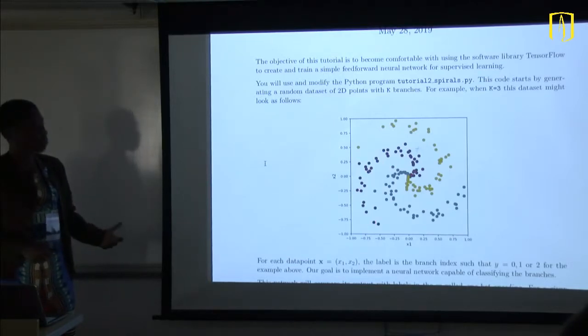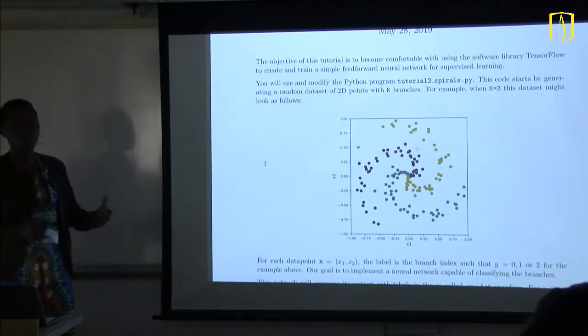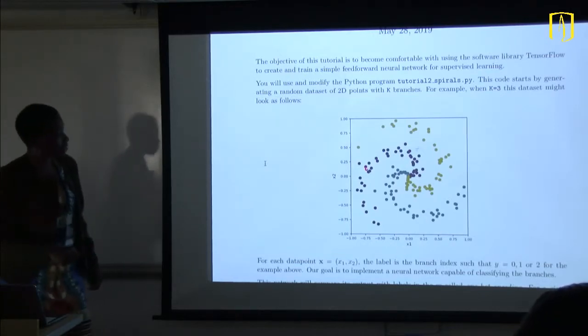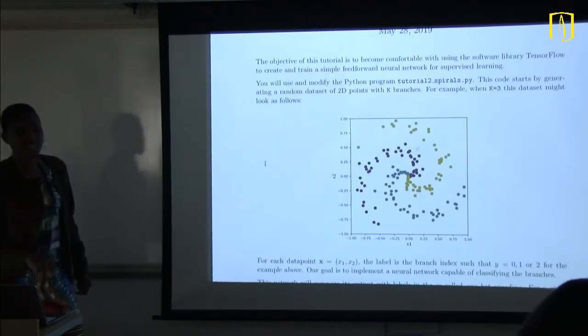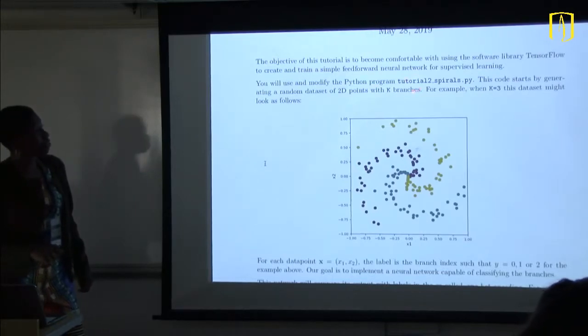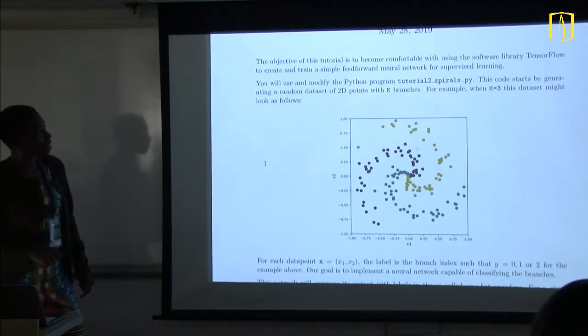What you want is that given one point in this plot, you want to be able to predict which branch it belongs to, right? So it's some sort of classification, and you want to do it using a feed-forward neural network. The input data set is given by this point that has an x1 coordinate and an x2 coordinate, and at the end of the day you want to be able to classify which branch it belongs to.